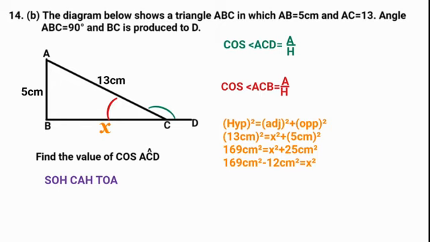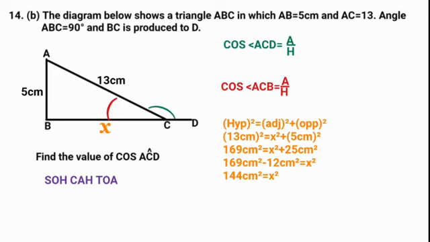So then it's going to be 169 minus 25 centimeters squared is equal to x squared. When we subtract 169 minus 25 centimeters squared, that gives us 144 centimeters squared, which is equal to x squared. Okay, now at this stage we're going to find the square root of the 144 centimeters squared and x squared.